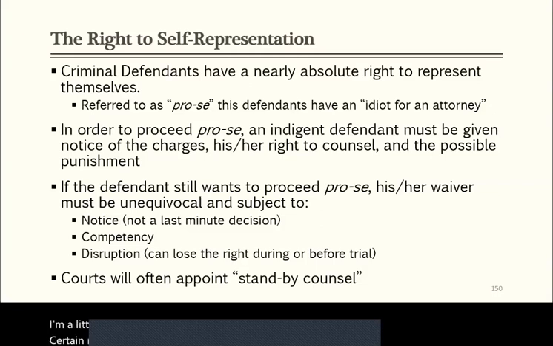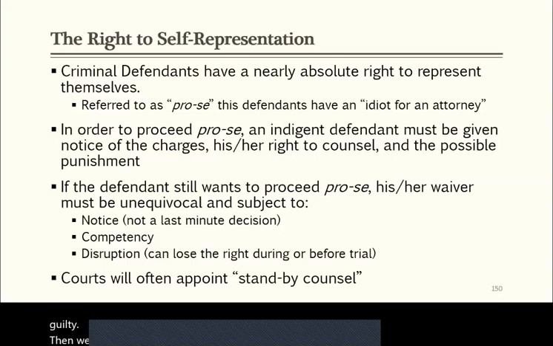So in order to proceed pro se, an indigent defendant must be given notice of the charges, notice of his or her right to counsel, and notice of the possibility of the punishment. Right? So as long as the defendant understands or knows what the charges are, that they have a right to counsel, and what the possible punishment could be if they're found guilty, then we'll let them proceed pro se.